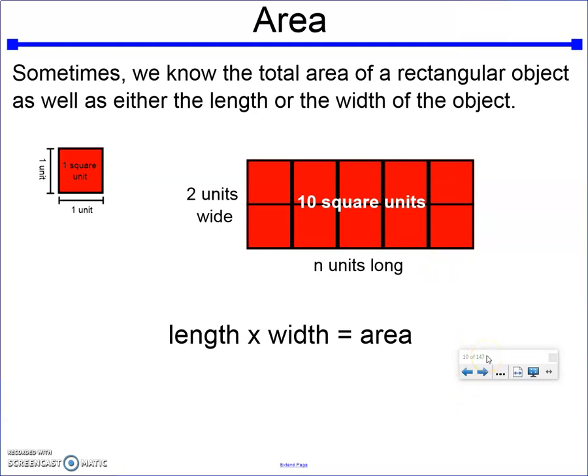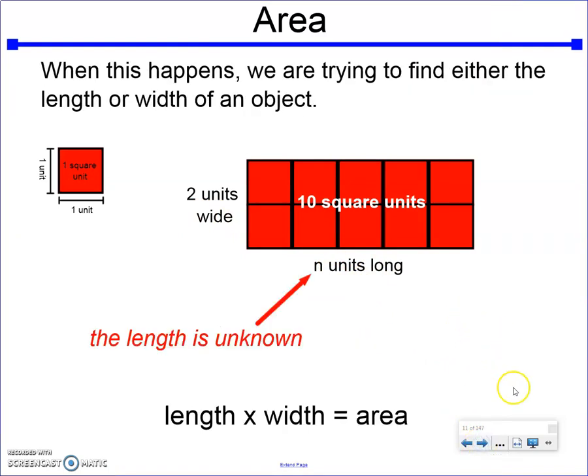Sometimes we end up knowing the total area of a rectangular object as well as either the length or the width of the object. You can see here I know the area of this rectangle is 10 square units and I know that it's 2 units wide. I do not know in this case how long the rectangle is. When this happens, we're trying to find either the length or the width of the object. In this example, we're trying to find the length because the length is unknown.